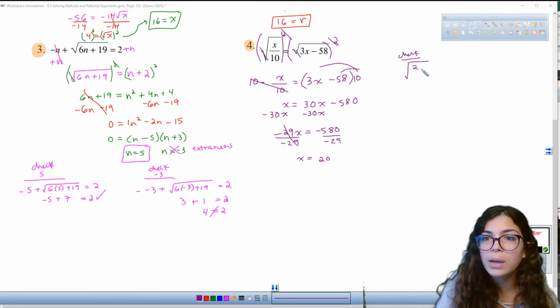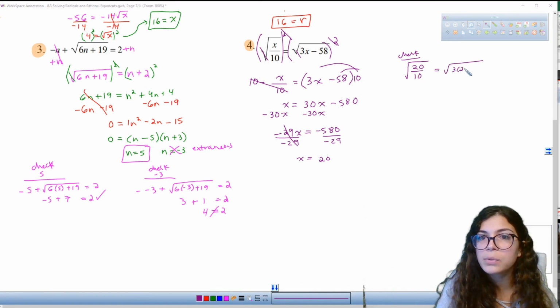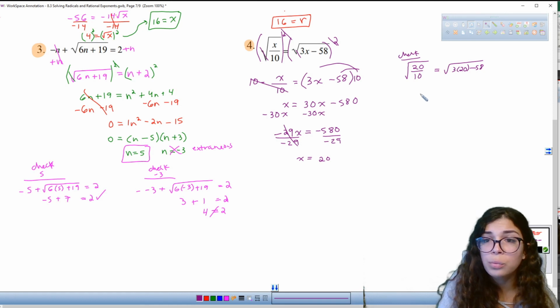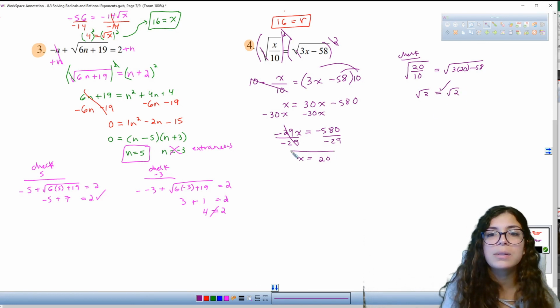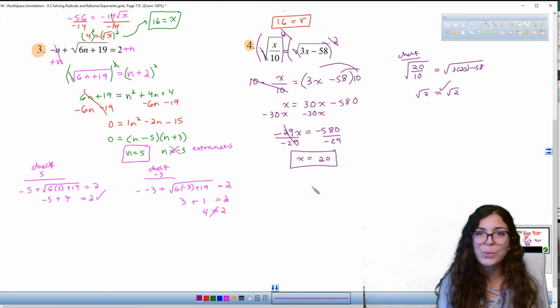So we have the square root of 20 over 10. Does that equal the square root of 3 times 20 minus 58? Okay, well, 20 divided by 10 is 2. So we have the square root of 2 on the left. And on the right-hand side, we have 3 times 20, which is 60. 60 minus 58 is 2. So we have square root of 2 equals square root of 2. Yes, so this is a good and valid solution.